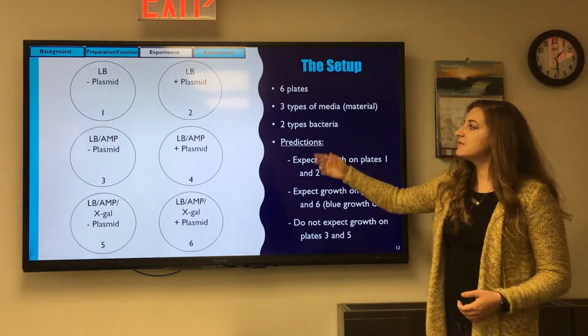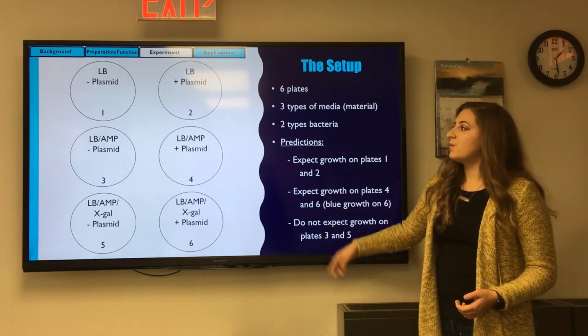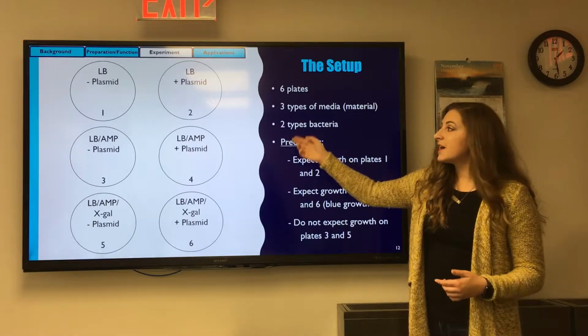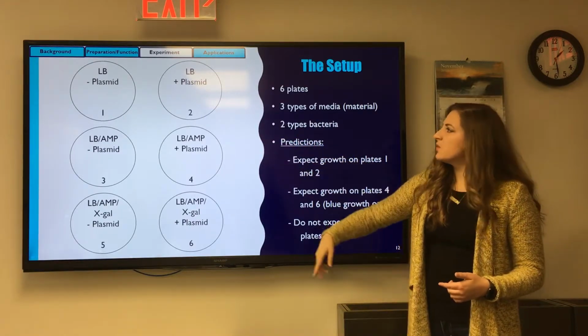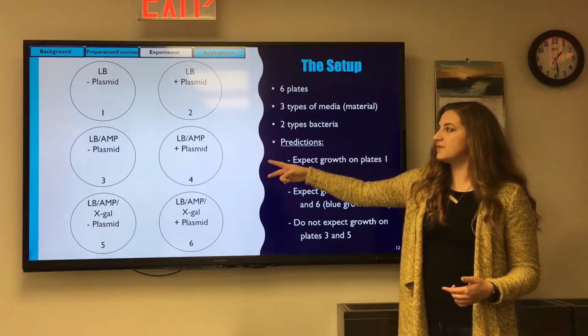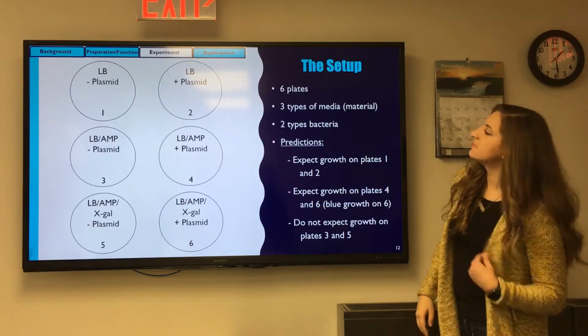Six plates are used in 3 different types of medium, and we see there is bacteria that contain plasmids as well as bacteria that do not. We expect growth on plates 1 and 2, 4 and 6, but not on 3 and 5.